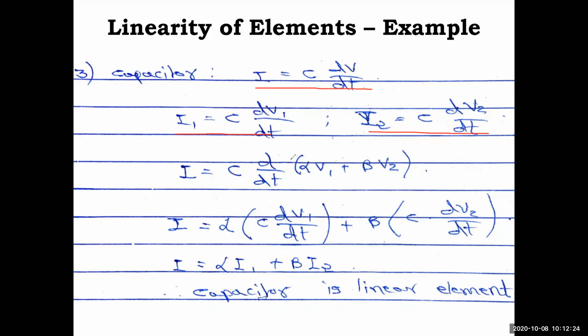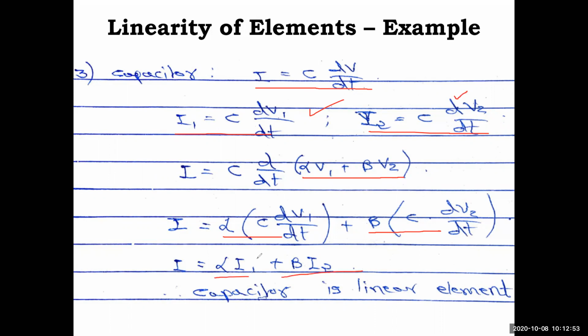Now we substitute for voltage here. You can do it either way. Here we substitute the voltage alpha V1 plus beta V2. Multiplying out, we get alpha C dV1 by dt plus beta C dV2 by dt. We group C dV1 by dt here and C dV2 by dt here, which is nothing but I1 and I2 respectively. So you will get I is equal to alpha I1 plus beta I2.